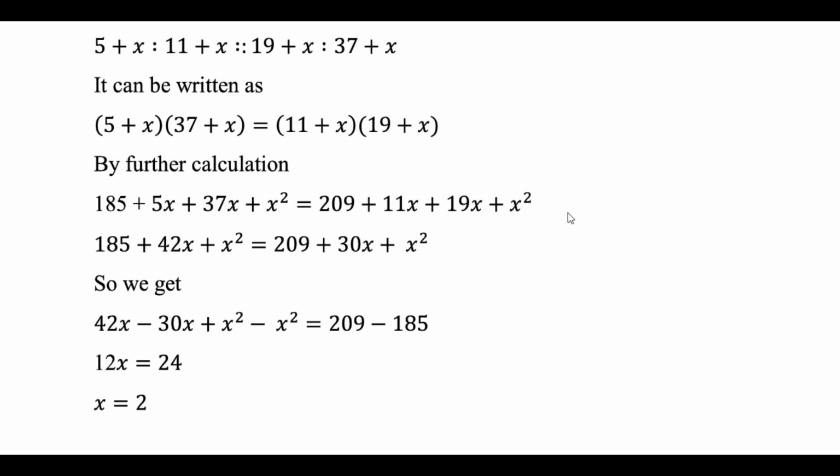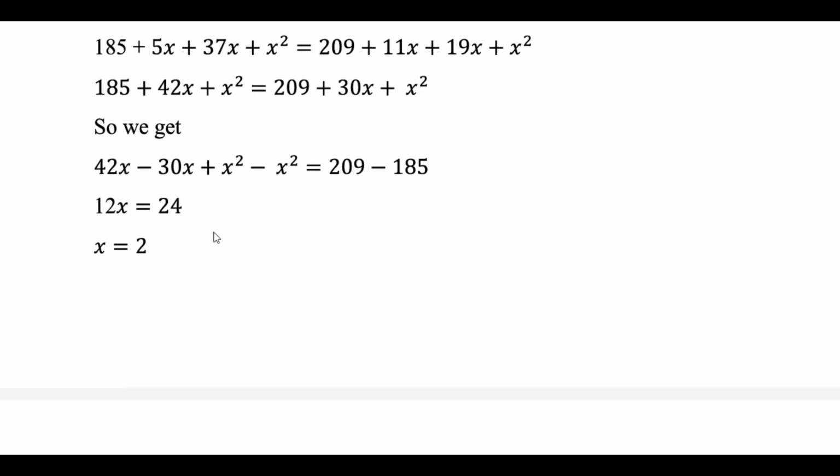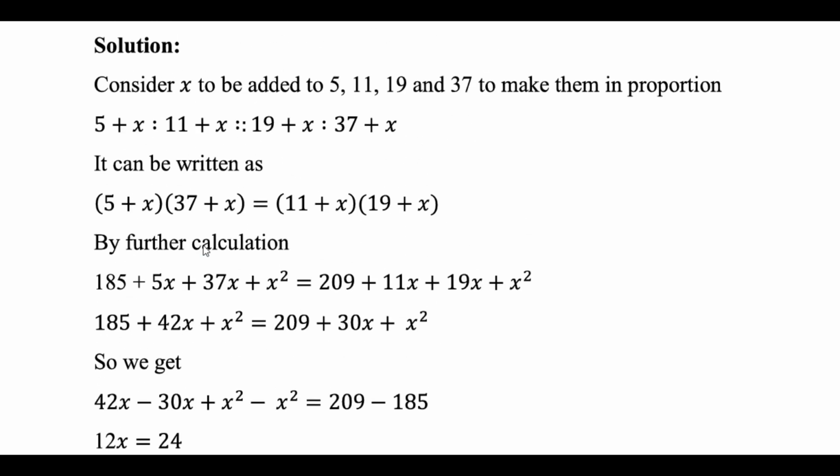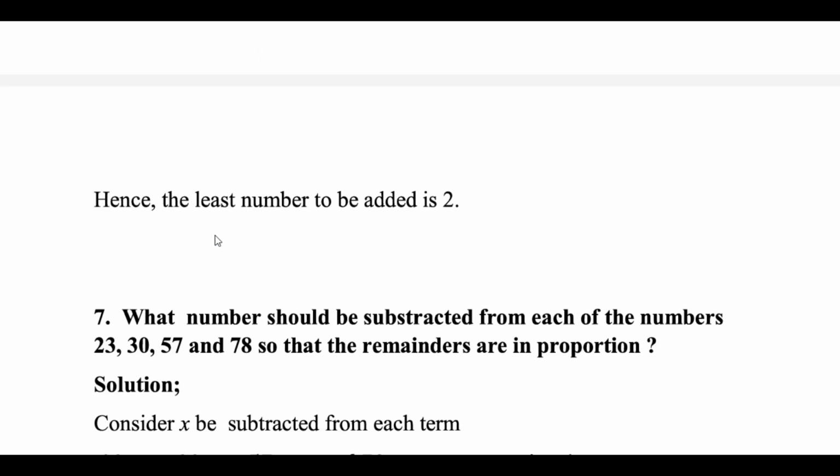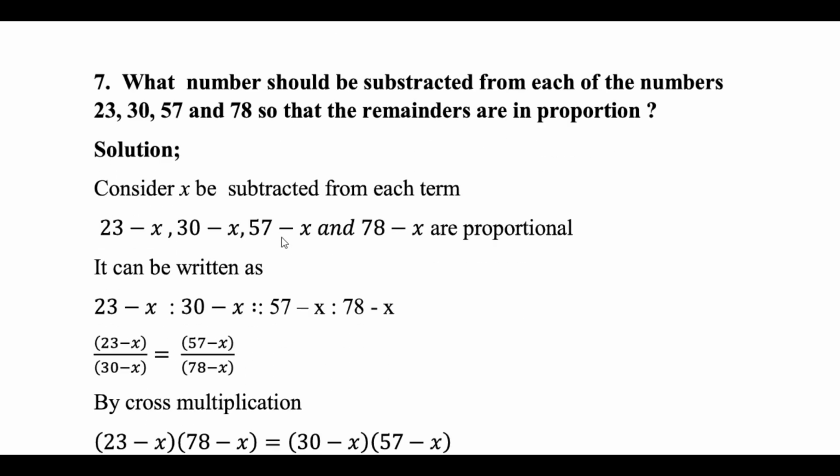After a further calculation, one or two steps, you will get this. After that, with a little bit of simplification, x square will be struck out. So x will be equal to 2. Okay, so that's an easy sum, but it came in previous exams many times. So the least number to be added will be 2. Come to the next problem.